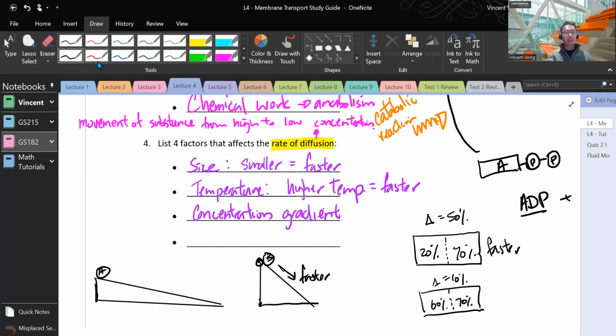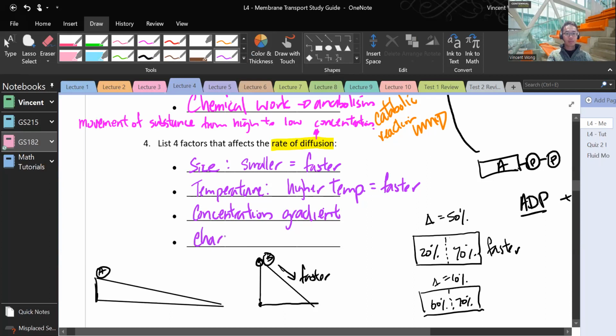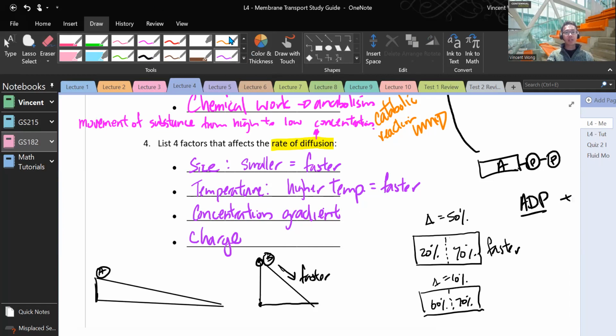And there is one last one, I think Mavis mentioned it. It is the charge, okay? So, you know, things could be positively charged, things could be negatively charged. And the general rule is like charges repel each other, right? So if you have a bunch of positives, they're going to repel each other.